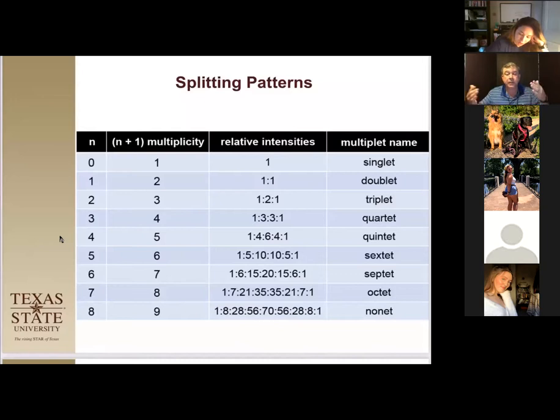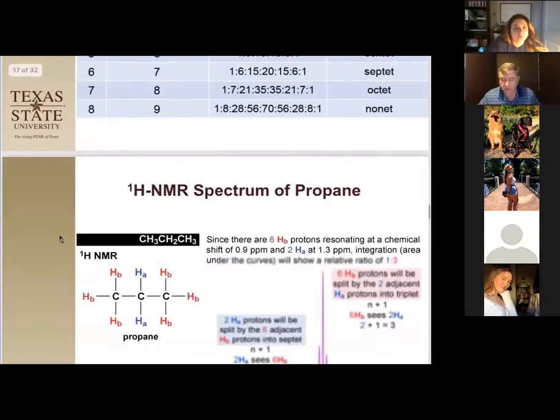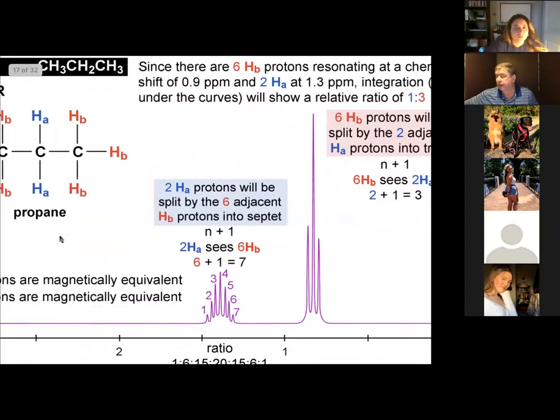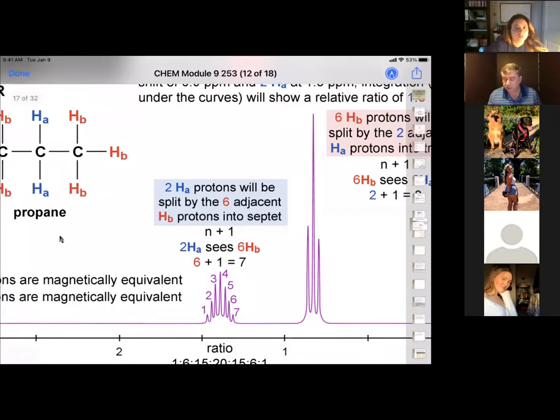Okay, so these patterns keep going and going and going. Notice that the outer one is always at a relative intensity of 1. And then as you split them, if there's an even number, the 2 peaks in the middle are the same. If there's an odd number, the center peak is always the tallest. So what does that look like? Okay, well, that looks something like this right here. Okay, see how the relative intensities of the peaks are 1, 2, 1 for this triplet.